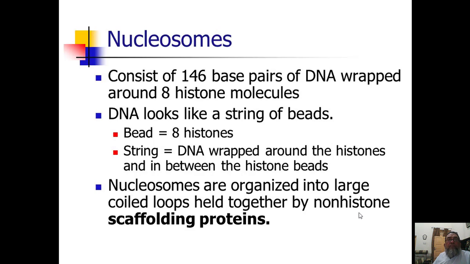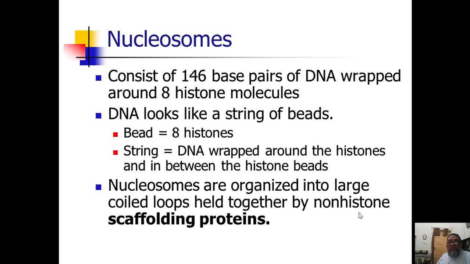It consists of 146 base pairs of DNA wrapped around 8 histone molecules. Now remember this: it consists of 146 base pairs of DNA wrapped around the 8 histone molecules. This is called a nucleosome. DNA looks like a string of beads. The beads are the histones, where the strings are the DNA which is wrapped around the histone in between the beads. So this is the beaded ring appearance.